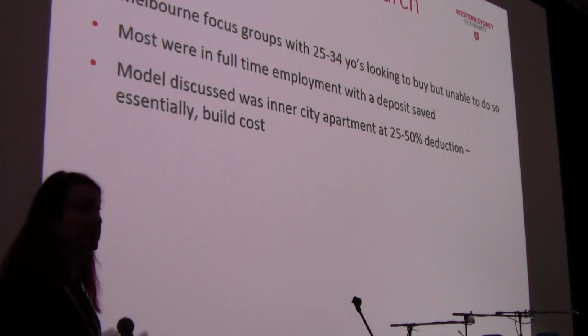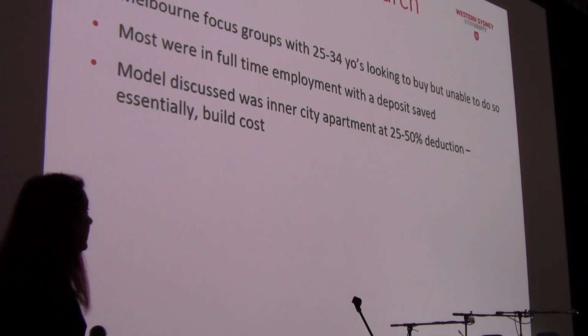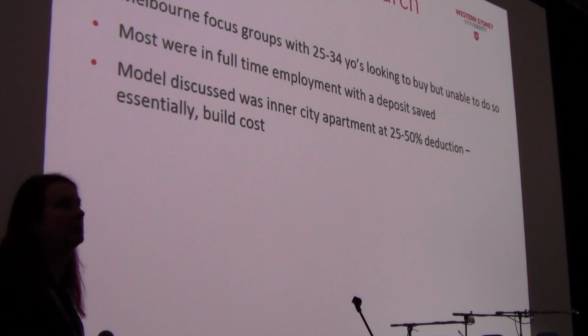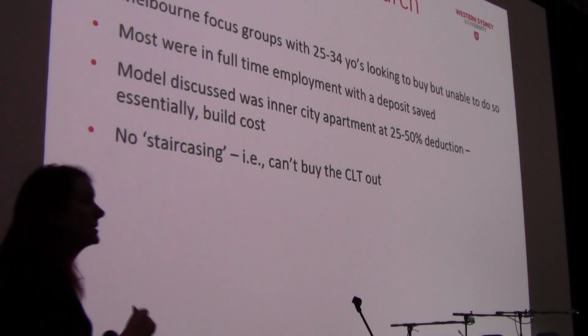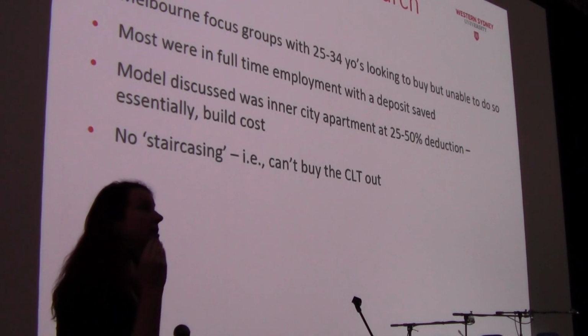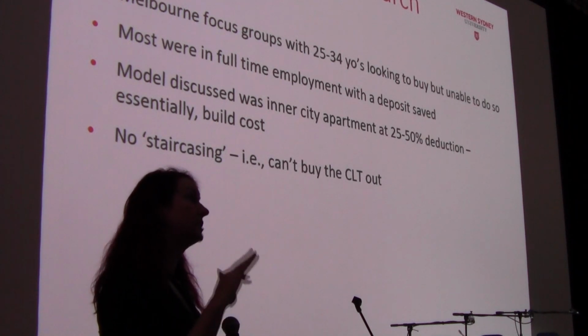And then we talked about the resale restrictions and what they would and wouldn't be able to do: you can't sublet it at a market rate, you can't Airbnb it, those sorts of things. And also you can't buy the CLT out. So these resale restricted models sit within what's often called shared equity.